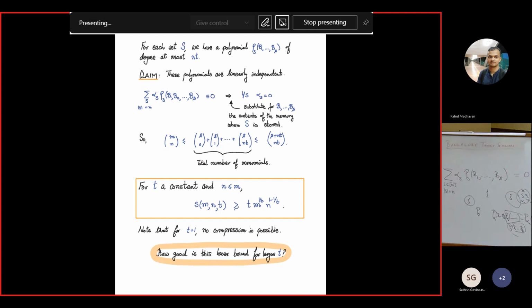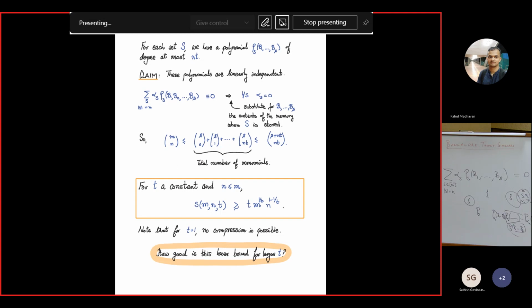So in particular, when t equals 1, this says that you will need space m. So the characteristic vector, you can't beat it, and that is quite intuitively obvious: if you're just going to get an answer by probing 1 bit, you should not be able to compress at all. Even sets of size 2.